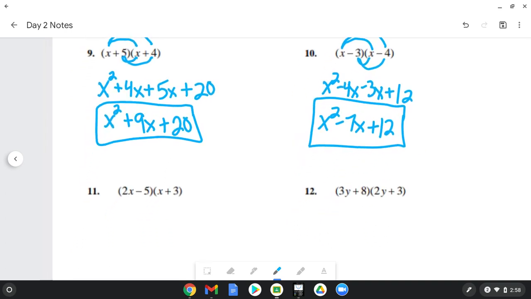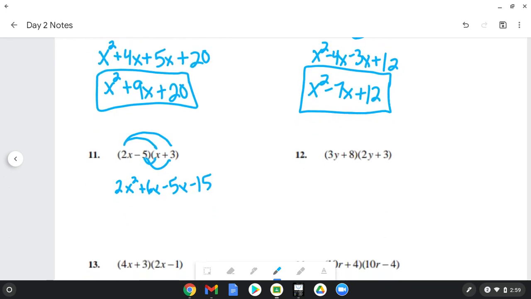Number 11, a little bit tougher because this 2 is out front. So we take the 2 and multiply by both, and this negative 5 and multiply it by both. So we'd be left with 2x squared plus 6x minus 5x minus 15. And if we combine like terms, I'm going to be left with 2x squared minus x minus 15. That would be my answer for 11.